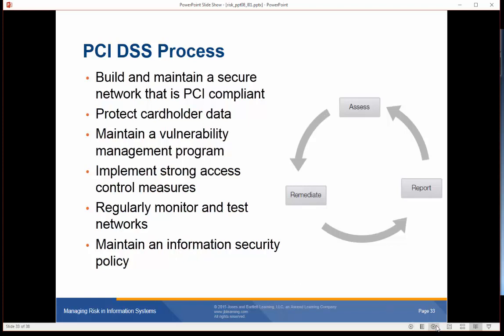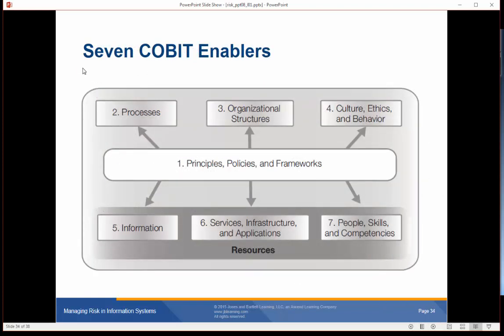So now let's talk about the 7 COBIT enablers. Those are the videos that I have down there outlined for you to watch. It's about 30 minutes worth of videos. There's about 13 altogether. They're short videos, but it defines each step in the process, and they do a whole lot better job than I do.